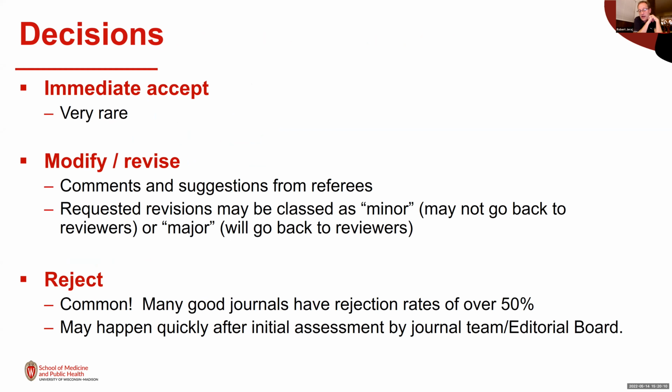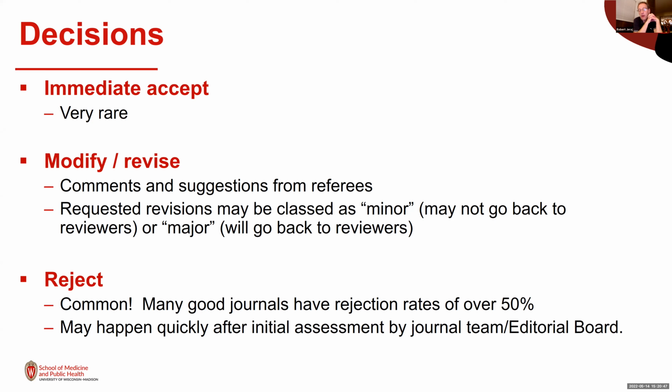Decisions are essentially in three categories. One is immediate accept, and that's very rare. Very, very few papers would just be told, that's it, or fine. Most would come back with requests for modification and revisions. Comments and suggestions come from referees, and the revisions can be classified either as minor, which might not go back to reviewers, but often they would, or major, which will definitely go back to reviewers to reassess whether the initial critique has been properly addressed.